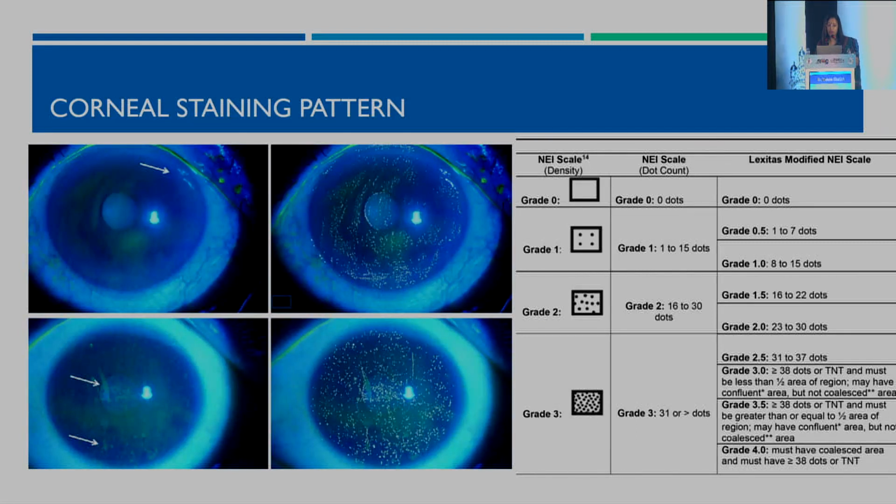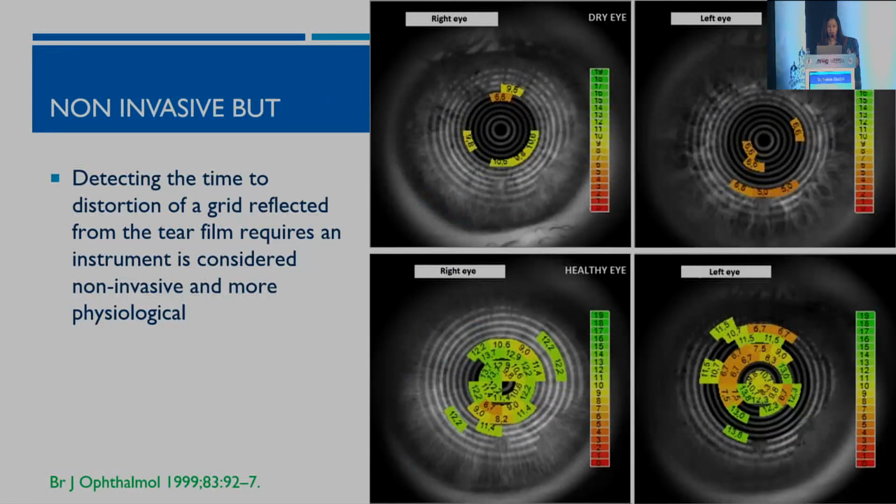In the first picture you can see none. In grade 1 is where you can see 1 to 15 dots. In grade 2, you can see 16 to 30, and if they are more than 30, it is grade 3. So depending on severity, you can increase the intensity of your treatment.